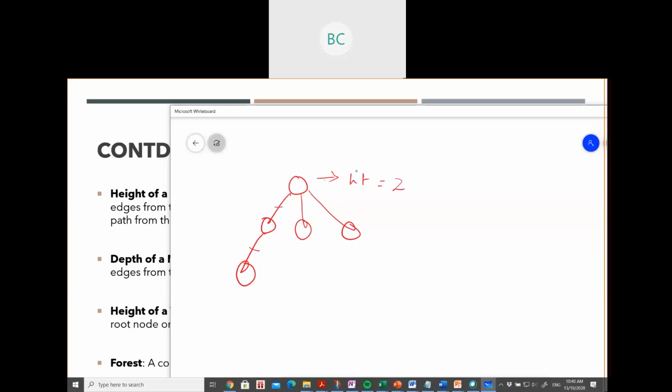What are the levels here? This is level 0, level 1, level 2. So depth for this one is 2 and the height of the root node will be 2. When I ask the height, then you just check the number of edges from the root to the last node.